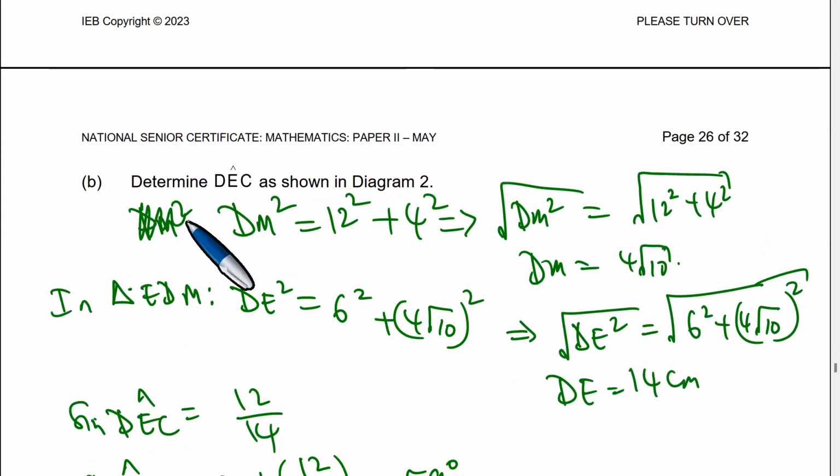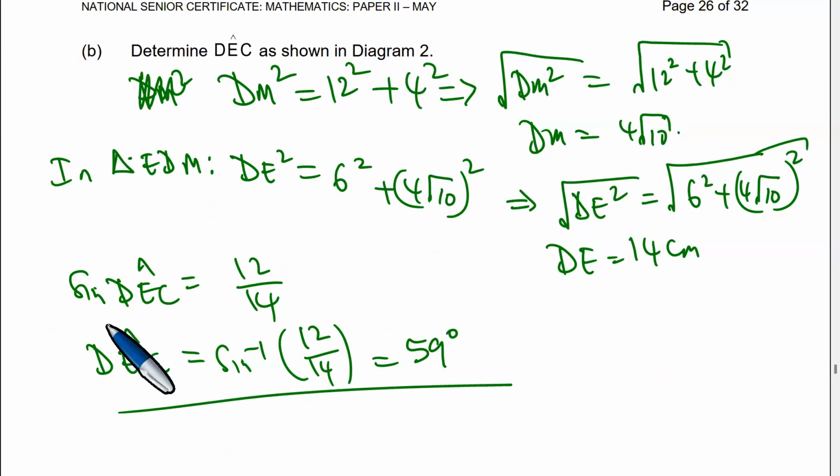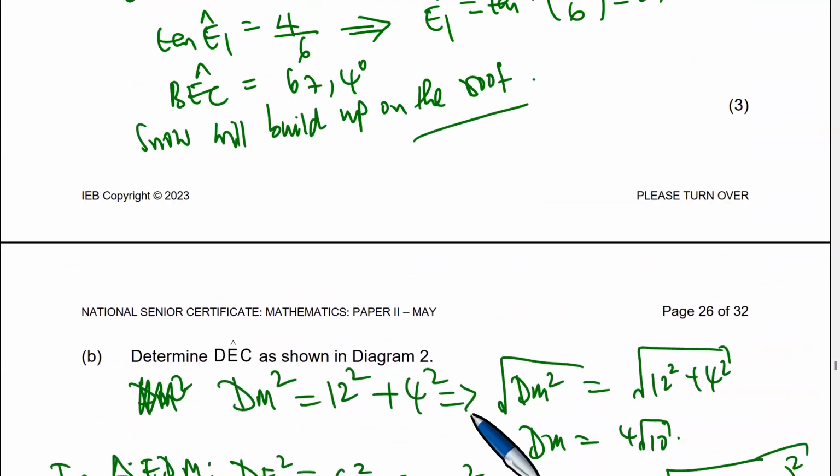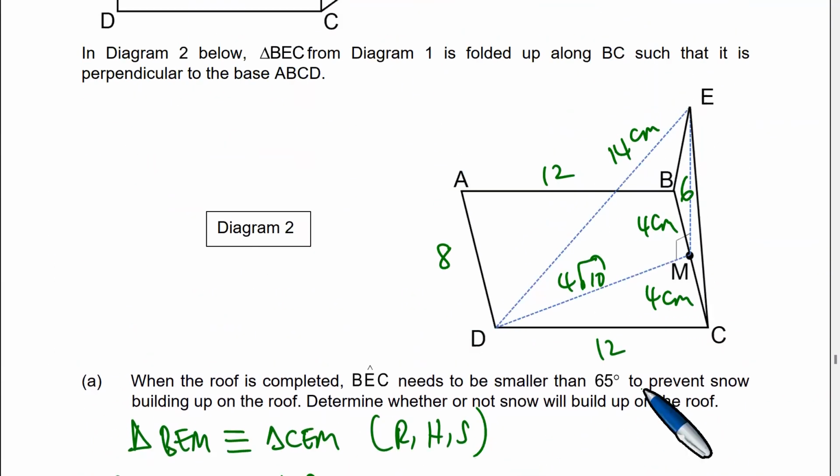Right, because they wanted us to determine DEC. So you can see that the sine of DEC is 12 out of 14, because it is actually this angle you are interested in. And therefore it is the opposite over the hypotenuse, which is 12 out of 14.